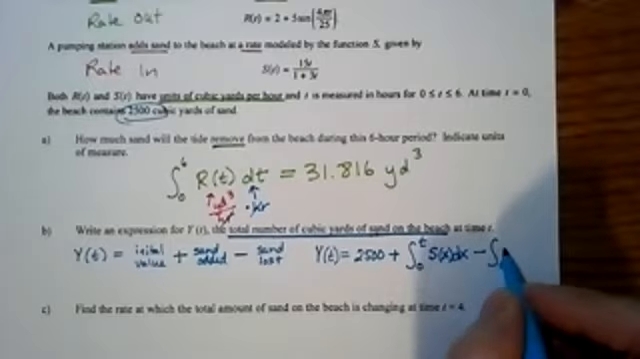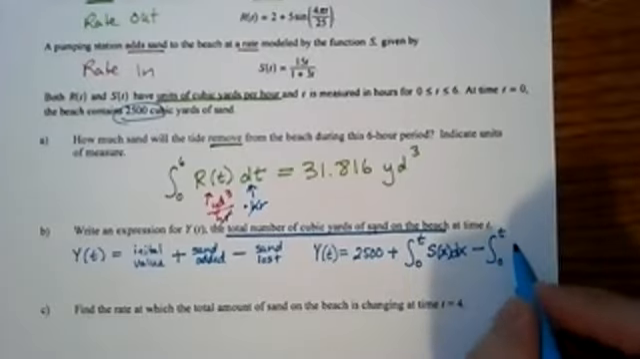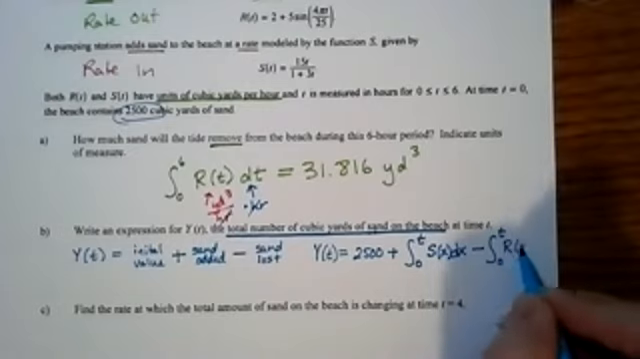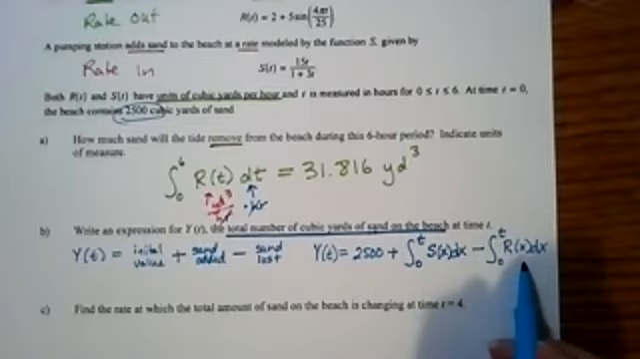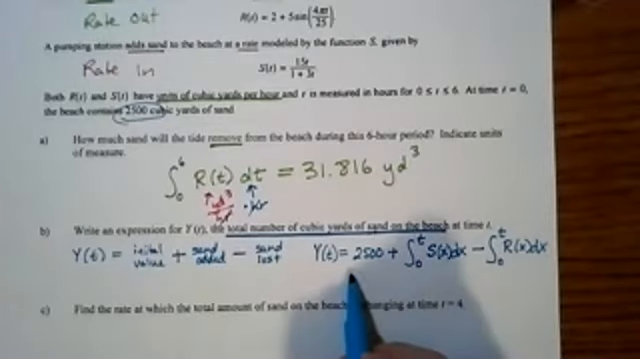So just like we built this one, we're going to do this one from 0 to t of r of x dx. Again, x is a dummy variable. And that will give us the total amount we lost. So this is the answer for this expression.